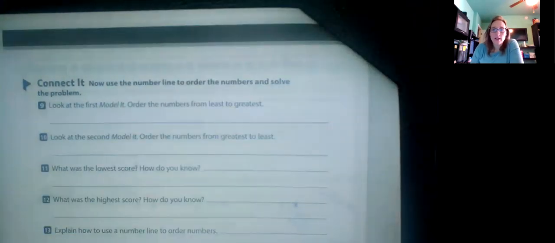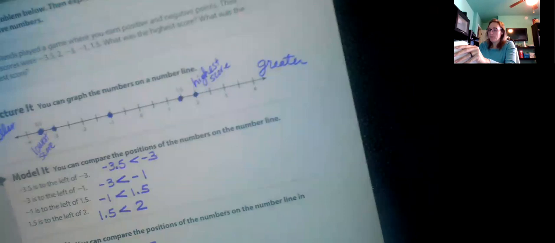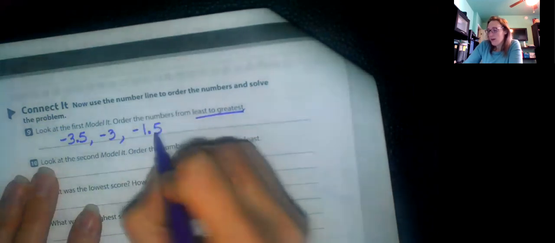So now use the number line to order the numbers and solve the problem. Look at first, model it: order the numbers from least to greatest. So from least all the way down to the greatest. It's important, remember, to read the directions. So we're going to start with that negative 3.5. Then we had a negative 3. Then we had a negative 1.5.